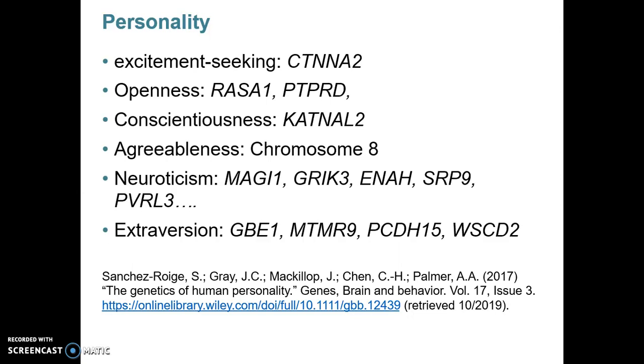There have been genes and proteins found that are associated with things like excitement seeking, and that is the protein called ctNNA2. With openness, we have proteins RASA1 and PTPRD. Conscientiousness, agreeableness, neuroticism, there's a lot there. Extroversion, there's a lot there. So I want to be clear that these things don't cause these characteristics, these personality traits, but the existence of them has been correlated with these personality characteristics.